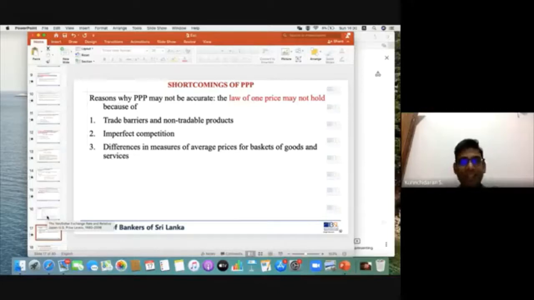As I discussed earlier, the reasons why purchasing power parity may not be accurate, that means the law of one price may not hold, because similar goods always have different prices. One is trade barriers. If you are going to export, there may be so many barriers, or if you are going to import, there are so many trade barriers. So you can't have one price.